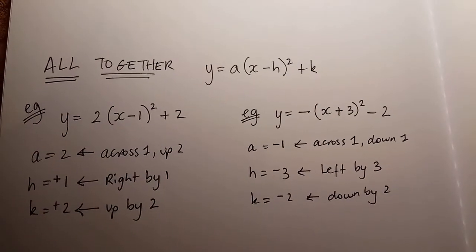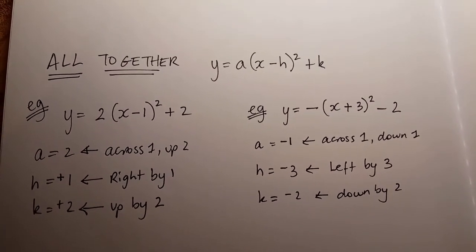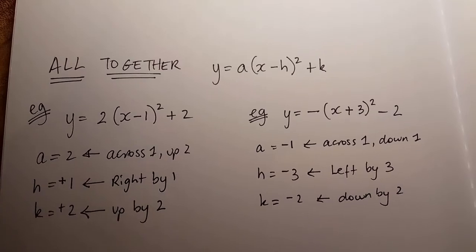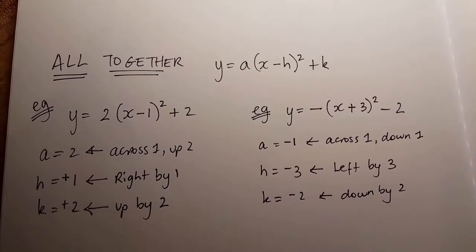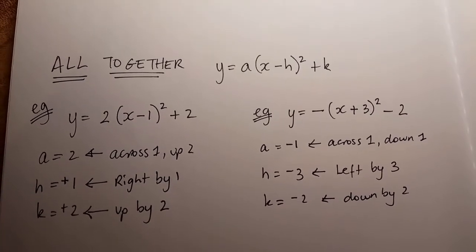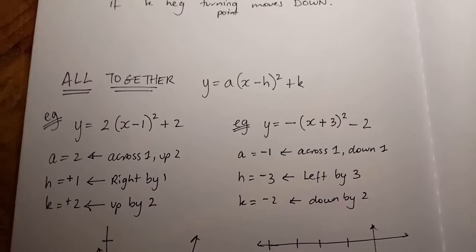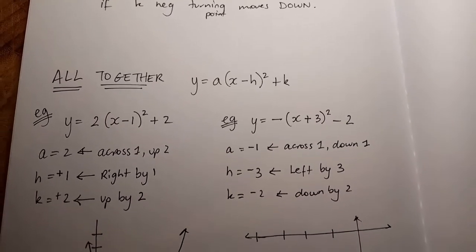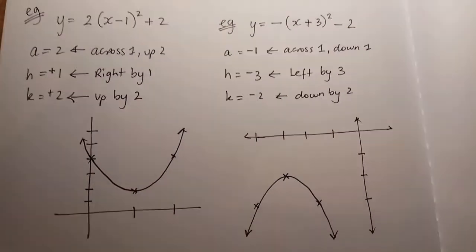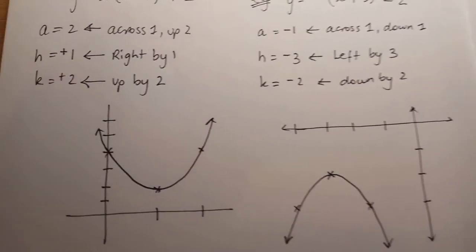The first step with any of these functions is to always write down a, h, and k. And for the moment, write down the description of what happens to the curve and what happens to the turning point. Once we have the description of what happens to the curve and what happens to the turning point, it is relatively easy to then mark these points onto the graph.